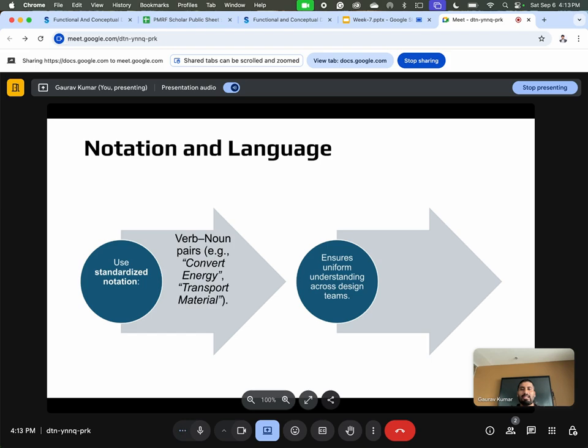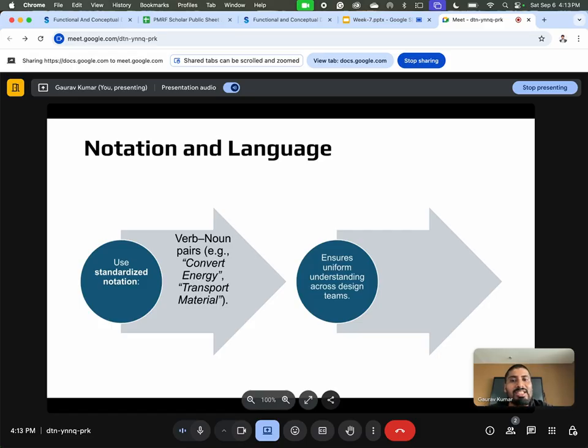So now next is notation and language. So to ensure early clarity across the team, the flow method uses standardized notation and language. Functions are written as verb-noun pairs such as convert energy, transport materials, or control signal. So this structure forces precision, and it avoids vague descriptions like handle, input, or do work, which don't communicate much.